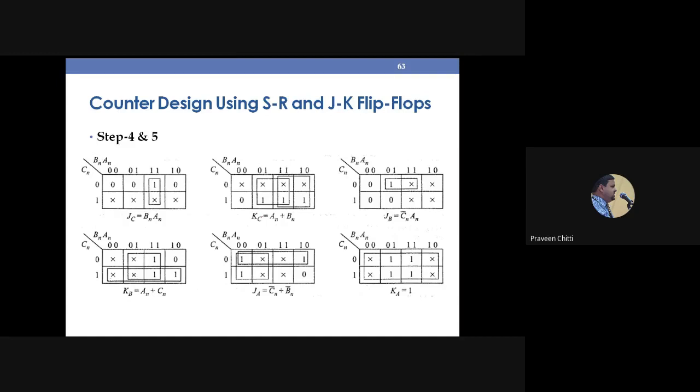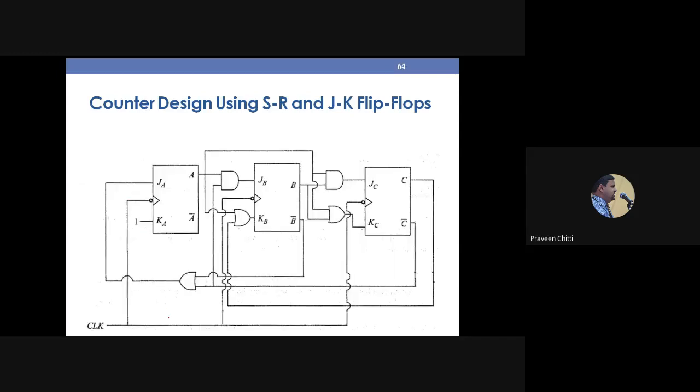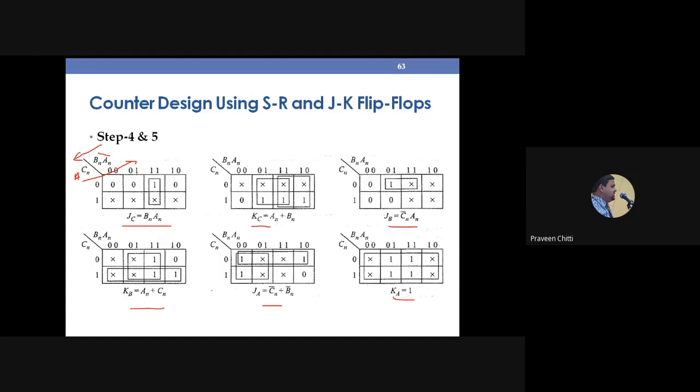How you write, it doesn't make any difference. You can write from this side like ABC or CBA, but you have to be consistent. If you are starting here, this should be AB. You can't write A, B and C here. So it is AB like this and C, because you are coming in this direction. If you go in this direction, then you can write A here, and then you can write BC. Accordingly, you have to fill the cells of the K-map and get the expressions for JC, KC, JB, KB, JA, KA.